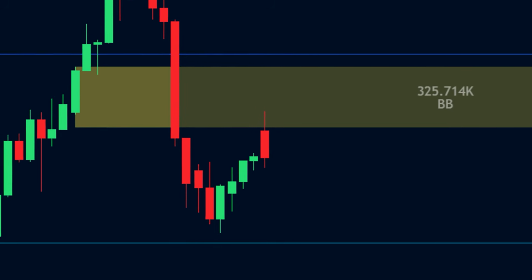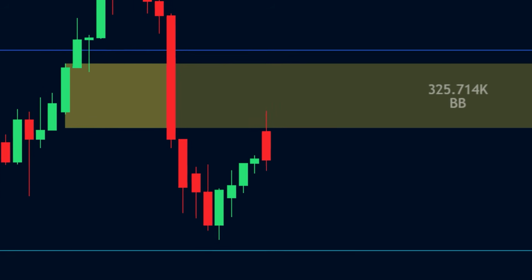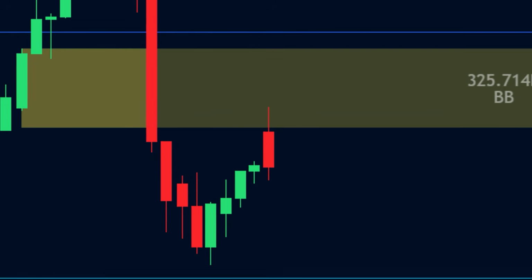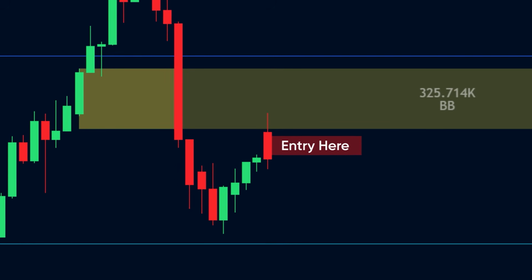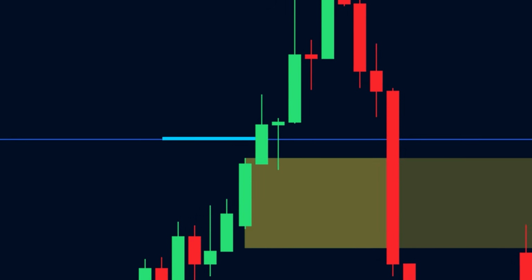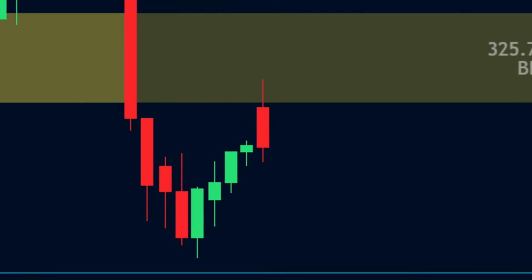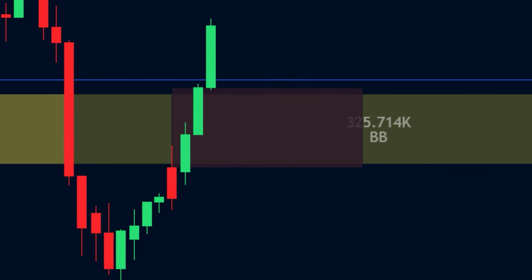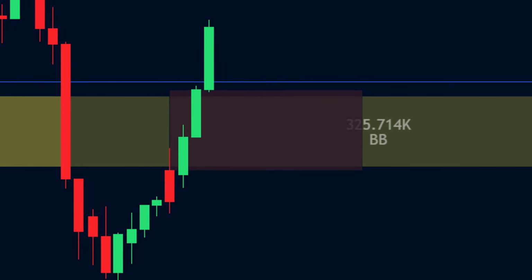This is your setup. As price approaches the bearish breaker block, you're watching for the retest. When price touches that zone and strongly rejects it, that's your entry signal. Price retesting the breaker block, combined with the liquidity sweep that already happened, gives you the confluence you need. Where's your stop loss go? Above the breaker block. If price comes back and breaks that zone again, the setup is invalidated.